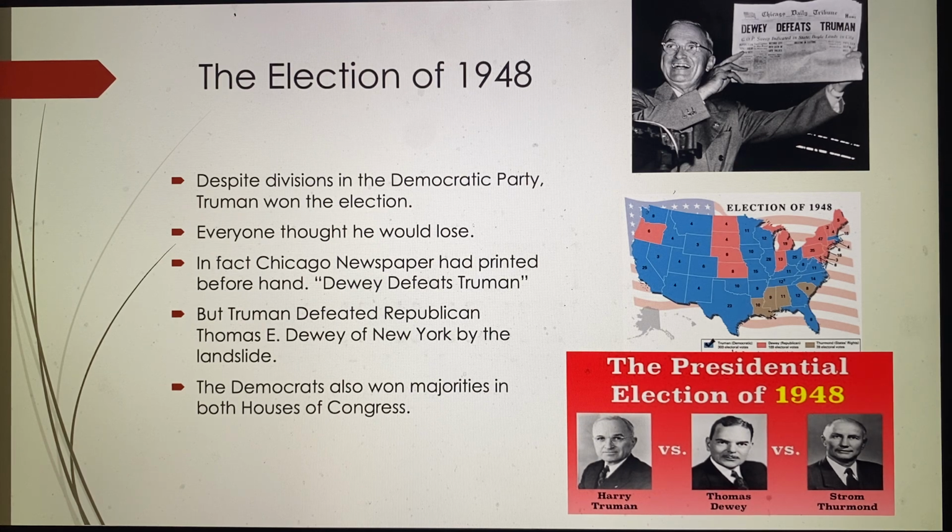So Truman defeated the Republican Thomas E. Dewey of New York by a landslide. You can see that picture. So all the blue is Truman states. They all voted for Truman instead.